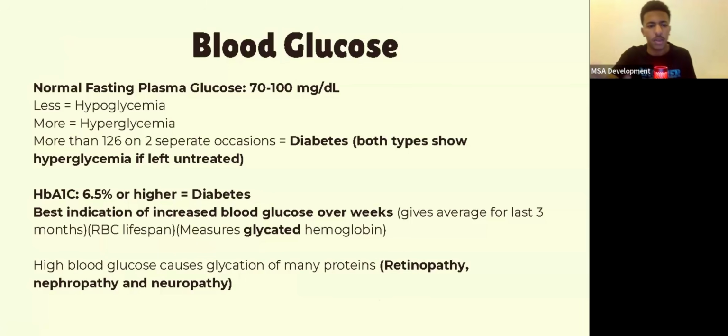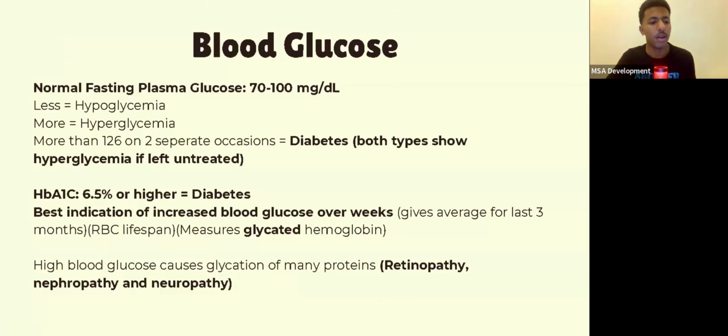Now, starting with the easy stuff, blood glucose. The normal level of fasting plasma glucose is 70 to 100 milligrams per deciliter. Okay? Any less than that, you're in the hypoglycemia playground. Any more than that, it's hyperglycemia.